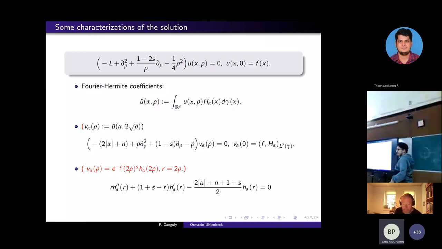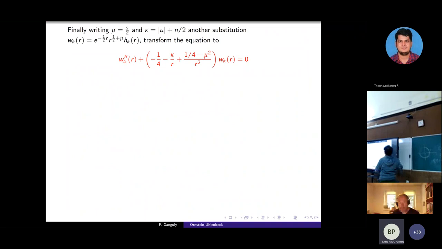And so there is a way to go from Kummer's equation to another very nice equation, which is called the Whittaker equation. So we will do that. We will again use this change of variable, where mu is s by 2 and kappa is (2k plus n) by 2. Then that ODE will transform into this ODE, and that is called the Whittaker equation.